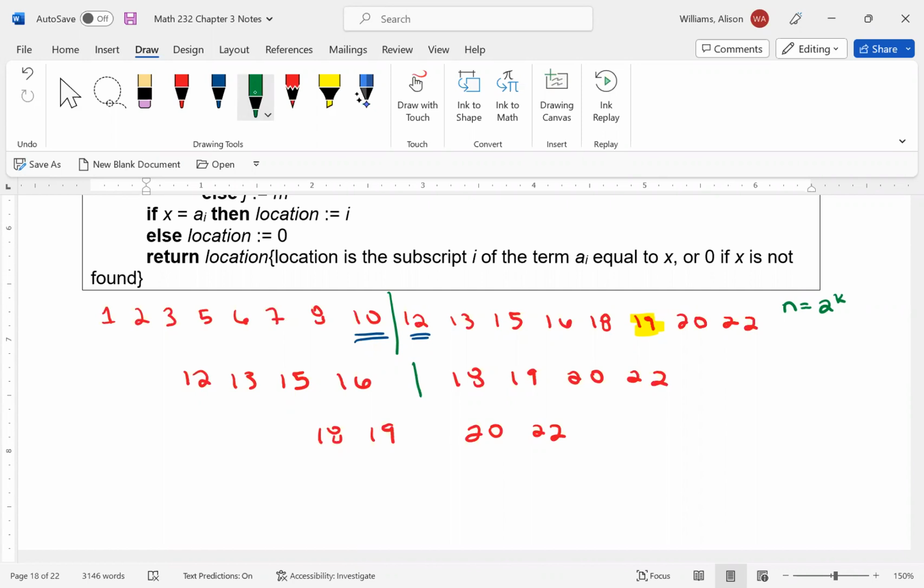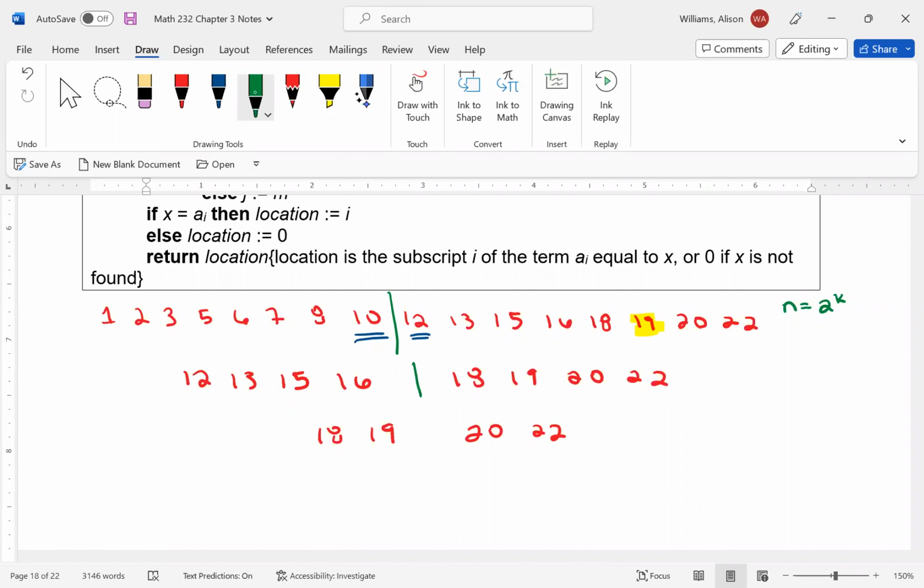But we're going to assume that we're working with 2 to the k. For us, in this particular example, there are 16 things we're looking at. So our k would be 4, just so we're clear, because 2 to the 4 is 16.